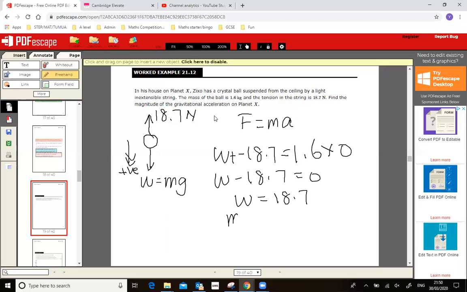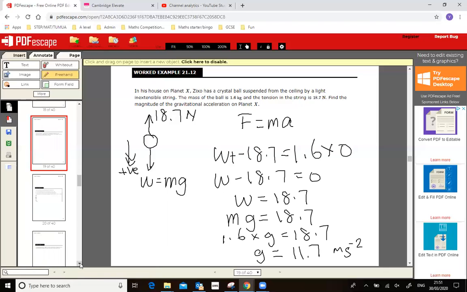Now we have m times g must equal 18.7. And m is 1.6. So 1.6 times g equals 18.7. That means g equals 18.7 divided by 1.6, which is 11.7 meters per second squared. Great. Hopefully from this simple example, you can understand how we could work out the new gravitational acceleration. Let's look at another example.